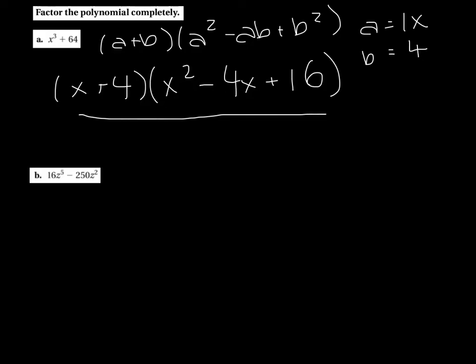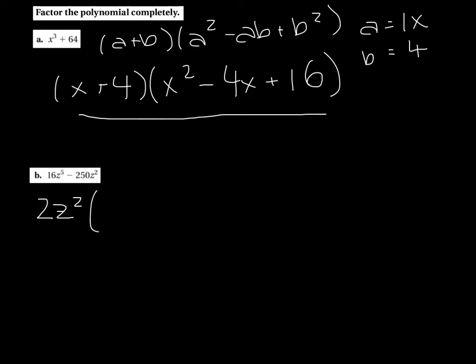Now, if we take a look at this problem first, before we start identifying whether or not we have perfect cubes, if we look at each term, we notice that there's a common monomial in both of these terms. So before we identify our a and b values, let's factor out what we can out of both of these terms. What do both of these terms have in common? 16 and 250 are both divisible by 2, and we have a z squared in the second term and a z to the 5th in the first term. So we can definitely factor out a 2 and a z squared out of both of these terms.